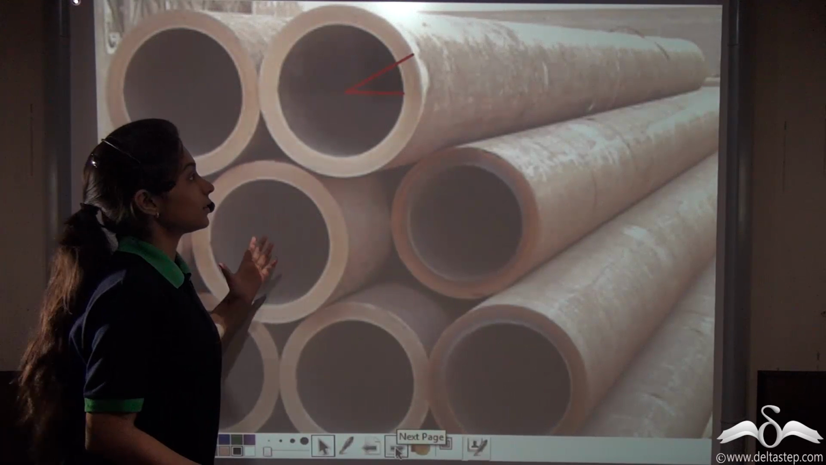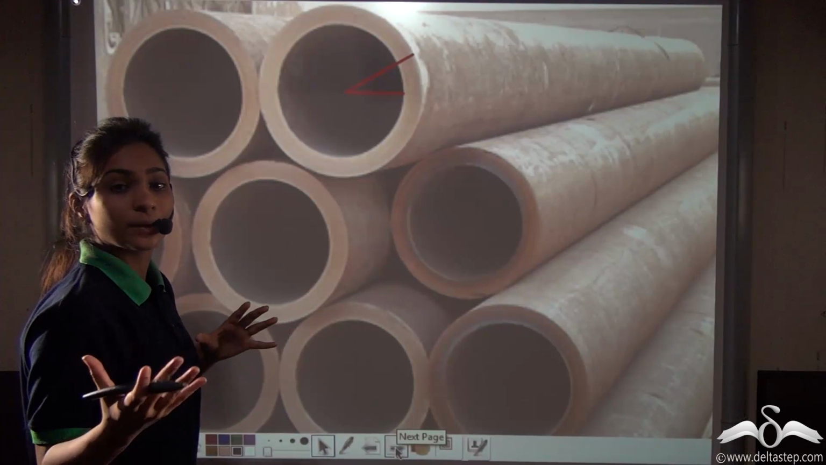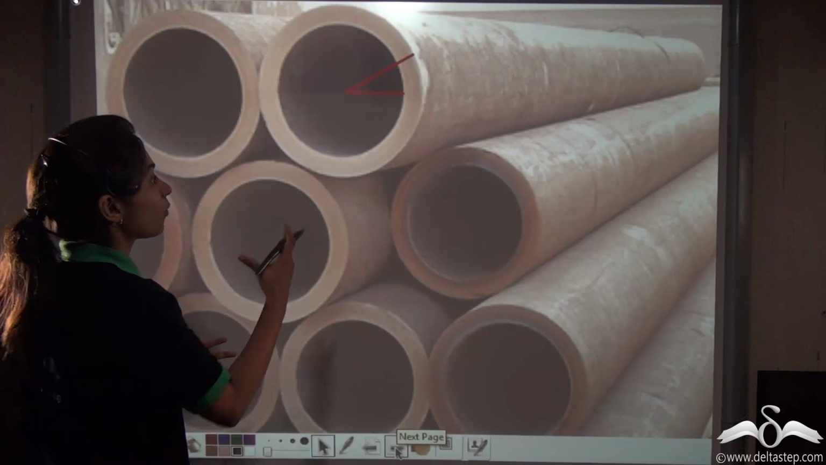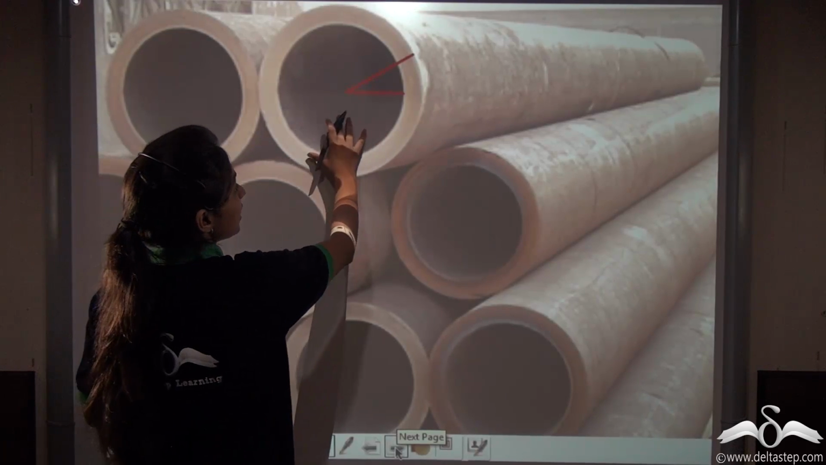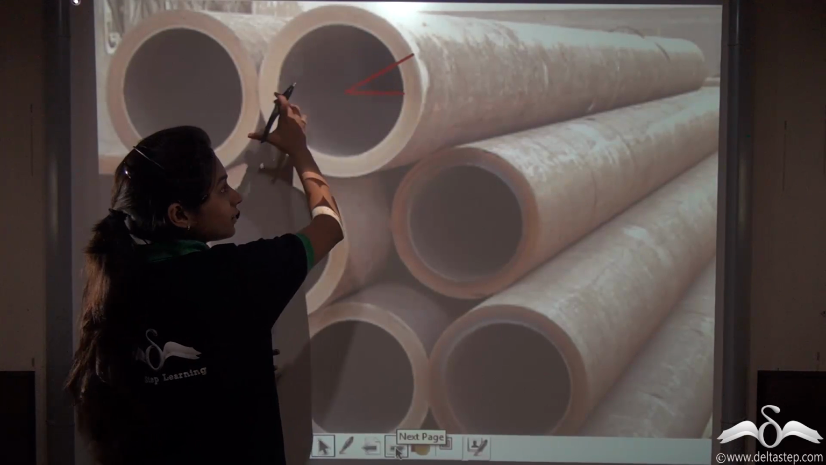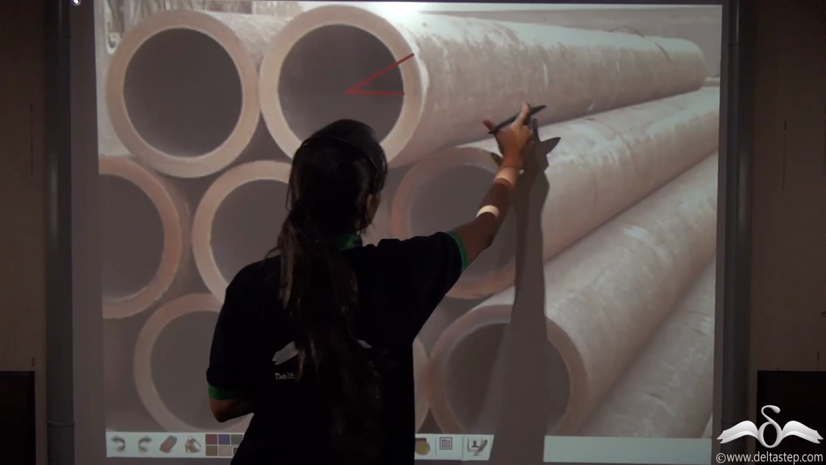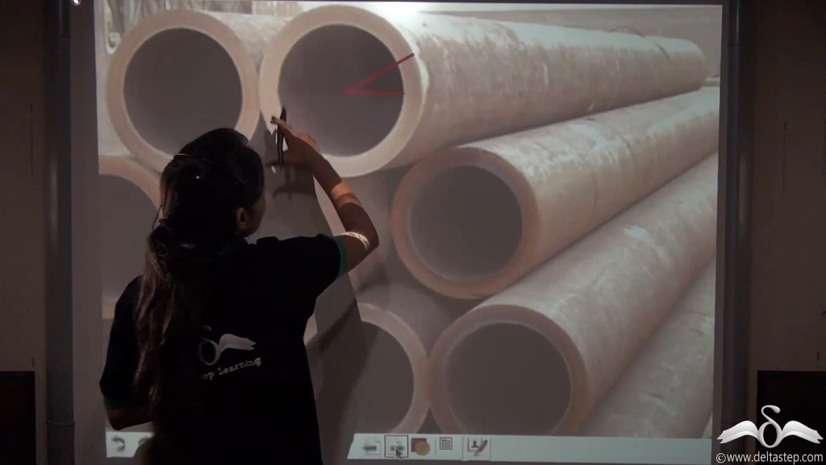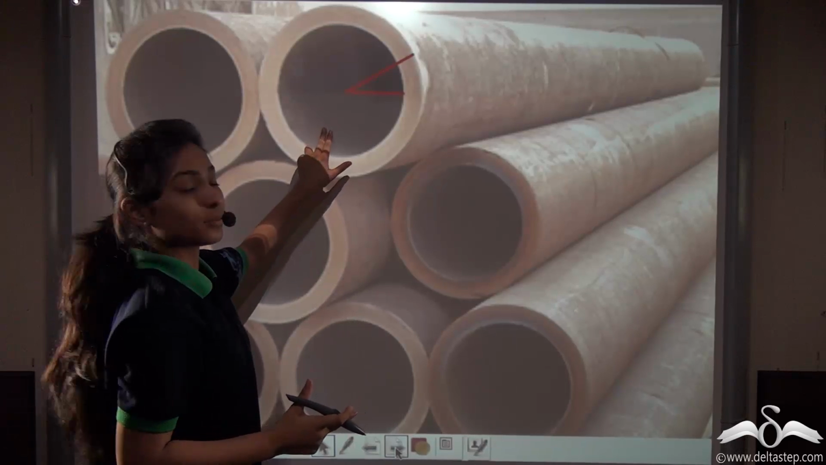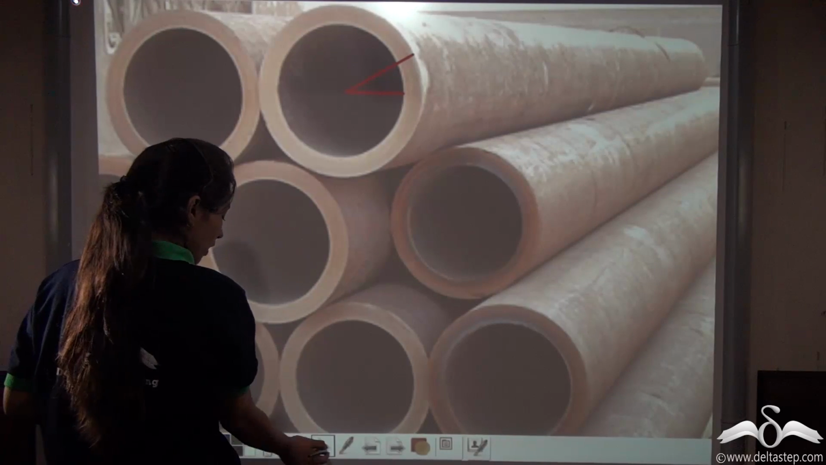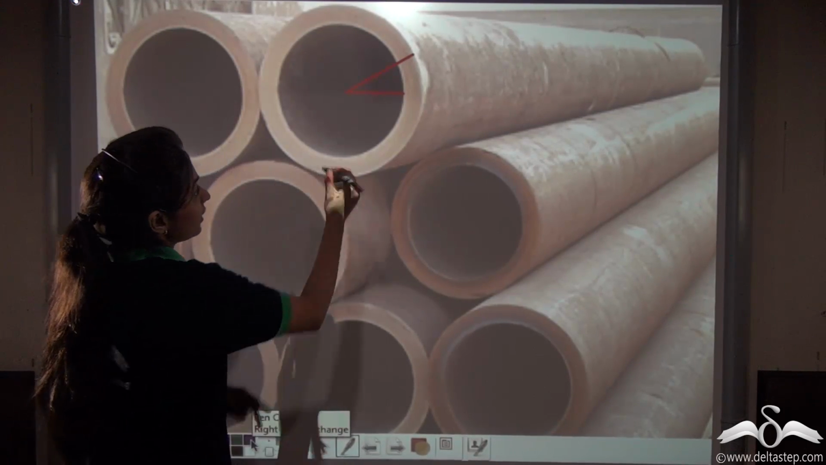Not only these, but the pipes that we use for transporting materials from place to place. What are these cylinders? These are actually hollow from inside so that materials can pass in and pass out. You can see that these pipes are cylinders with a curved surface and circular bases, but they are hollow from inside.